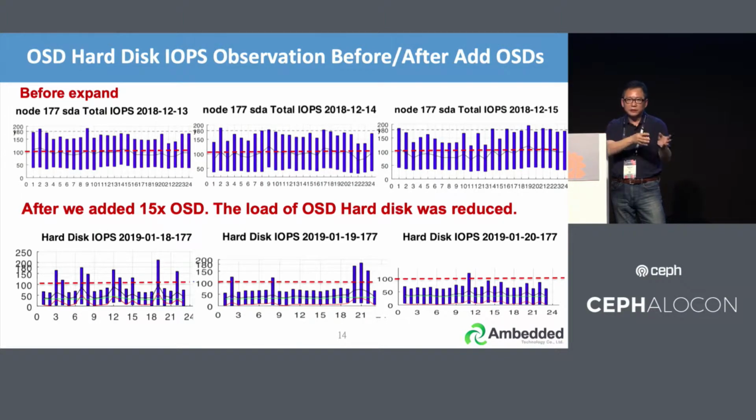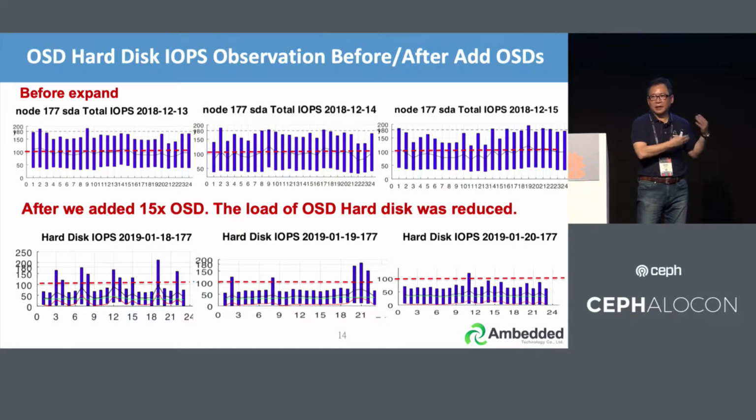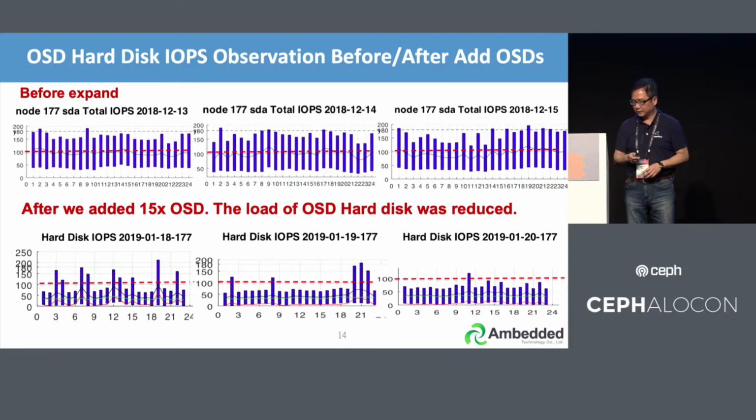They also removed some testing VMs, about 25, from the cluster. So after this there are still about 115 VMs in the cluster, but the cluster load is released a lot. So we can see the effect after we add the OSDs.